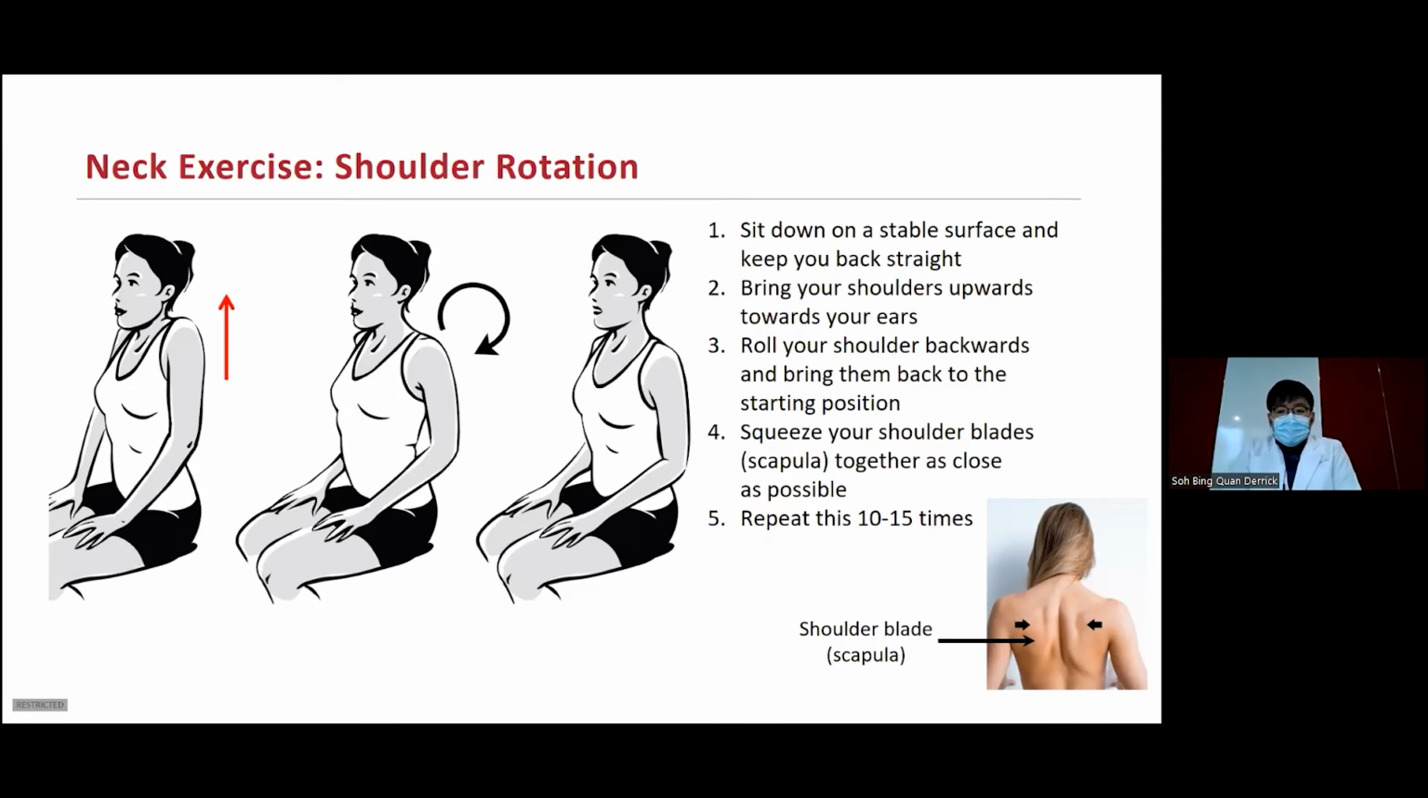You just lift up your shoulders, roll them backwards, and squeeze the two scapulae, or your shoulder blades, together as close as possible. You'll feel a tension there. Then you release and repeat. Go up, back, down, go up, then squeeze, go back down. Usually you do 10 to 15 times, until you feel a bit of an aching sensation over the scapula or your neck. That's where you can stop.